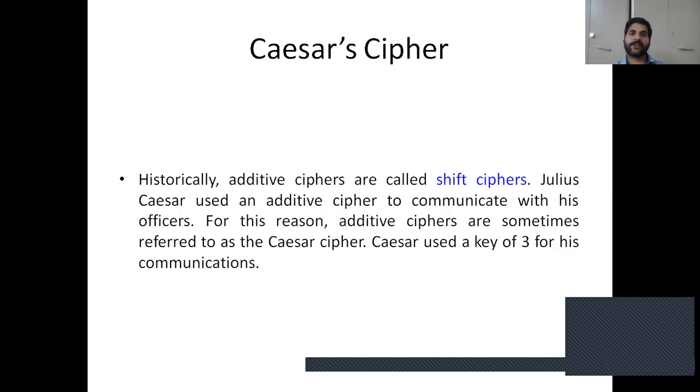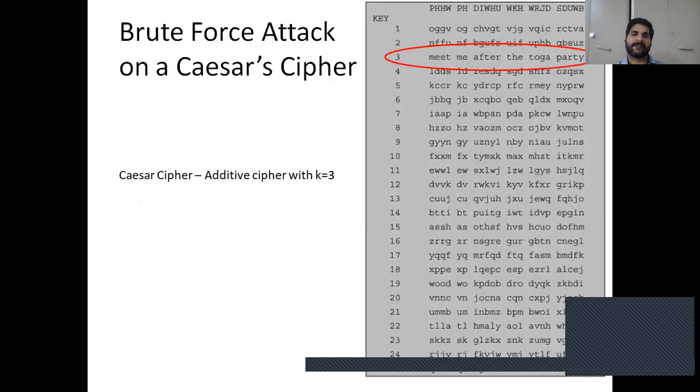Caesar cipher. Historical additive ciphers are called shift ciphers. Julius Caesar used an additive cipher to communicate with his officers. For this reason, additive ciphers are sometimes referred to as the Caesar cipher. Caesar used a key of 3 for his communication. Suppose a brute force attack on the Caesar cipher. Take the message meet me after the toga party, encrypted with key value equal to 3.